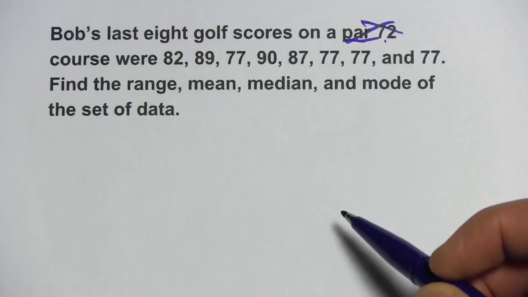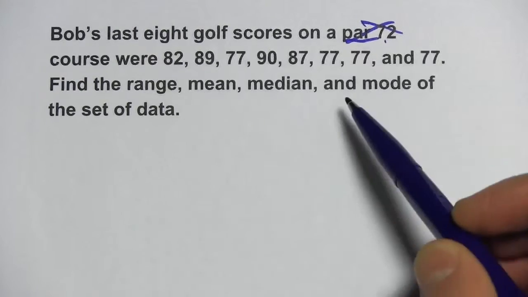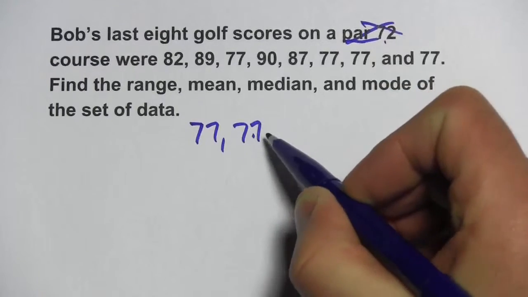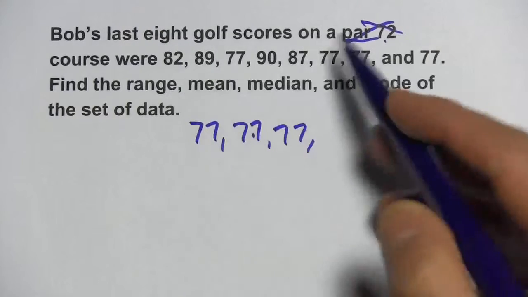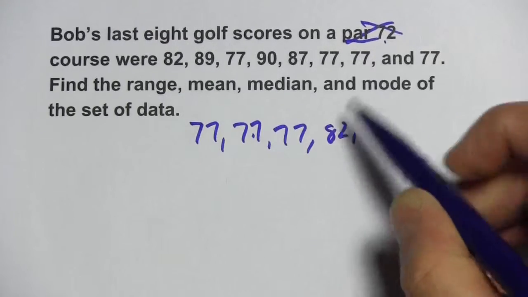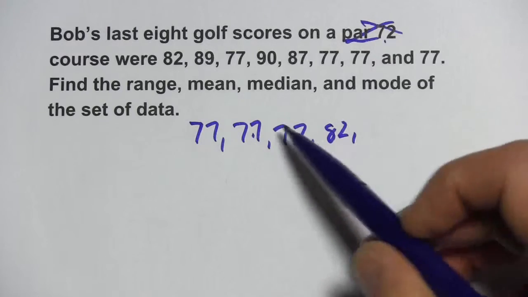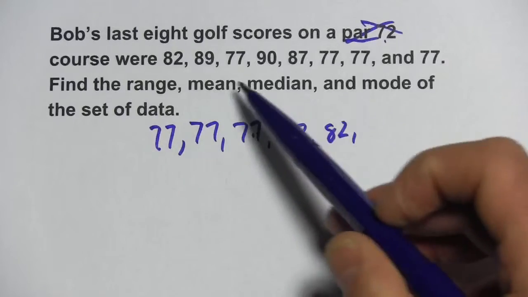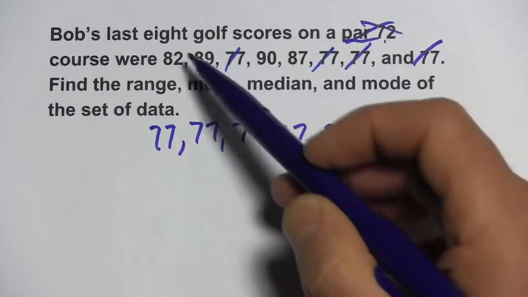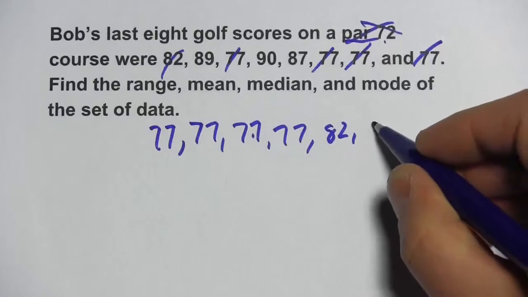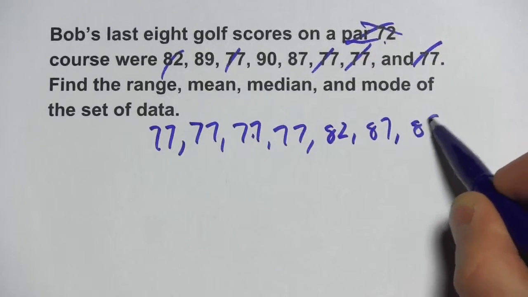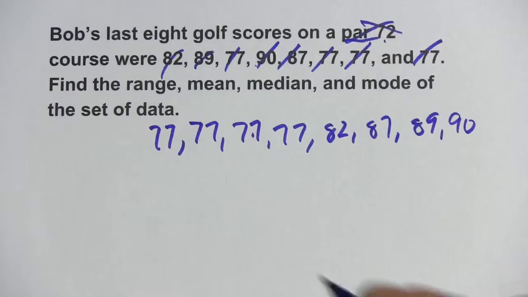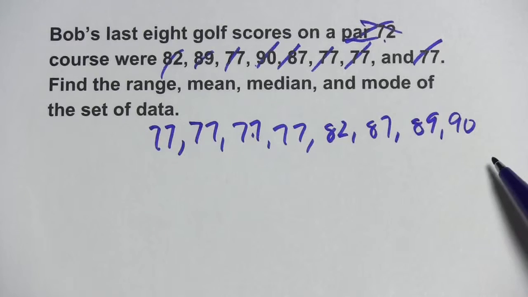When you go about finding all these different things, I think it's most useful to rewrite your set of data from smallest to largest. So that's what I usually do first. So I've got a 77, a 77, a 77, and oh, there are 4 77s there. Let's stick another one out here. And then I've got my 82. Actually, it helps if you cross these off as you go. And then next would be an 87, and an 89, and a 90. I think I got them all. Okay, so there's our set of data written out from lowest to highest.